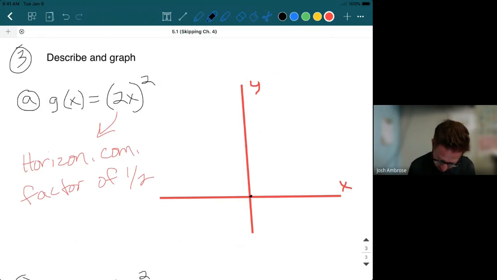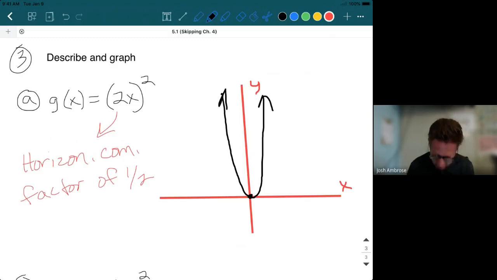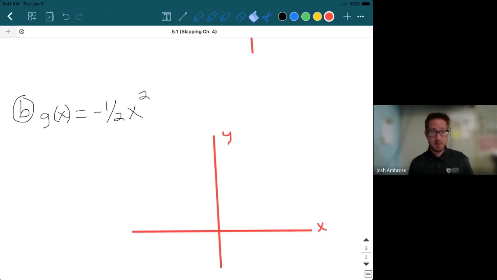So we know it goes through the origin, and we know it is making a positive parabola, but it's skinnier. All right. So it's going to look roughly like that. When you graph this on your graphing calculator, you should see a skinny positive parabola. All right, let's take a look at B, and this is our last example problem. You'll notice no parentheses. The fact that we have no parentheses means that we're not doing a horizontal, but we are doing a vertical, okay?